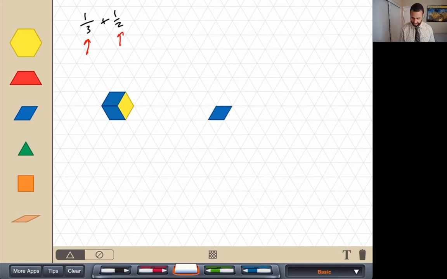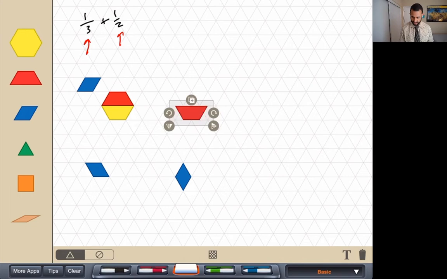Okay, so just to emphasize, these rhombuses right here represent a third of that whole unit, okay? And then the trapezoids are going to represent halves. Let me move some things. The trapezoids are going to represent a half, right? And that makes sense too, because boom, I can fit two of them.